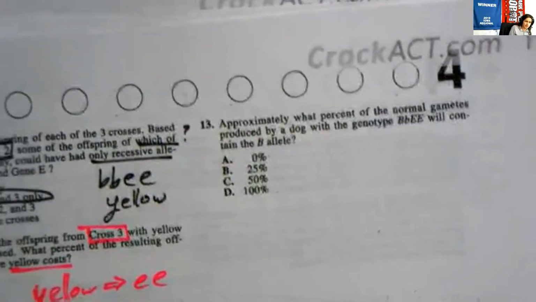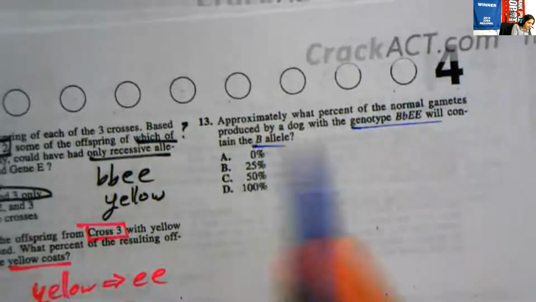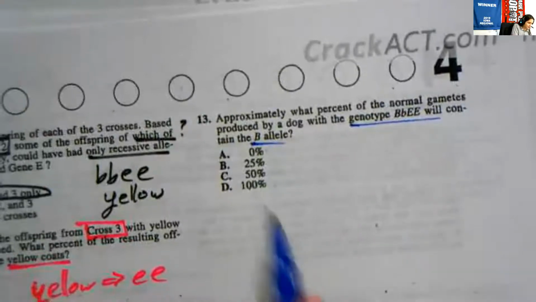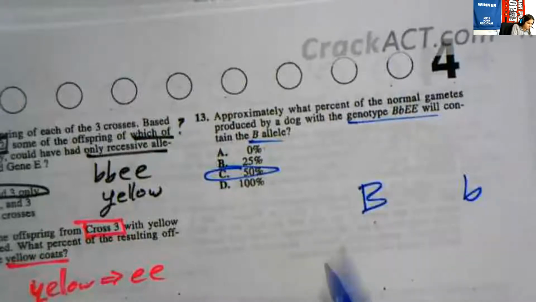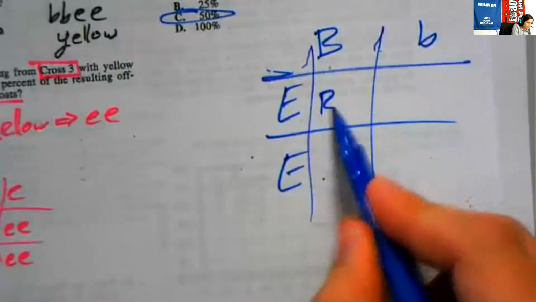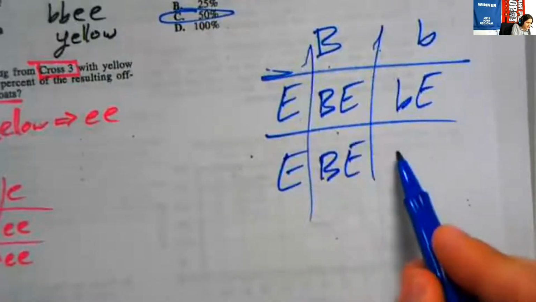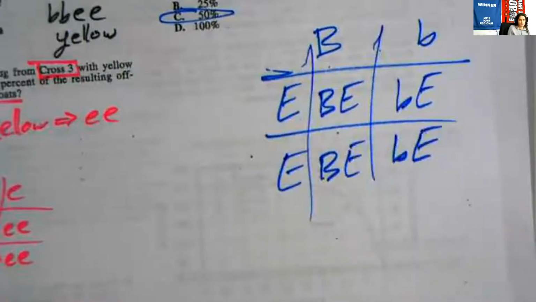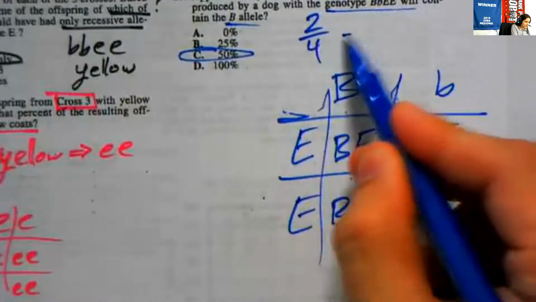Okie dokie, one left. Approximately what percent of normal gametes produced by a dog with this genotype will contain the capital B allele? If you know the answer is 50%, you can do that. Otherwise, you could set up a little square and say how many of those is that? That's 2 out of 4. That's 50%.